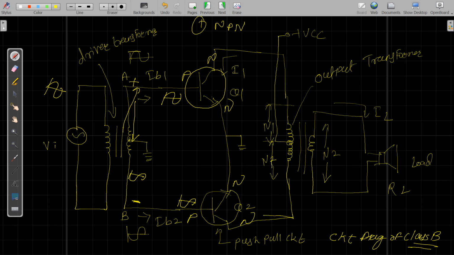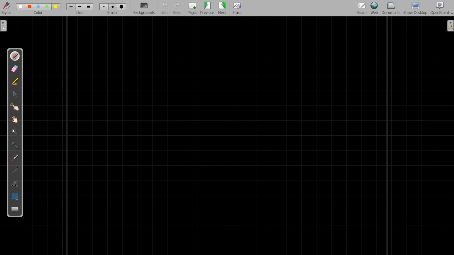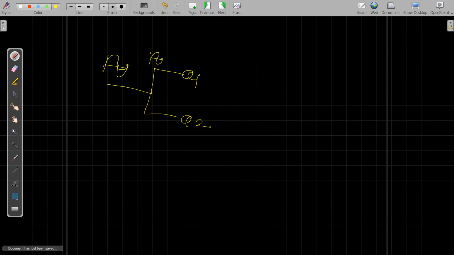That means for the transistor, I can draw the circuit something like this. Here I have given some input. This is my Q1 and this is my Q2. So when my positive half cycle comes, this point will be positive and this point will be negative. Because of that, Q1 will conduct, that means output will be produced.